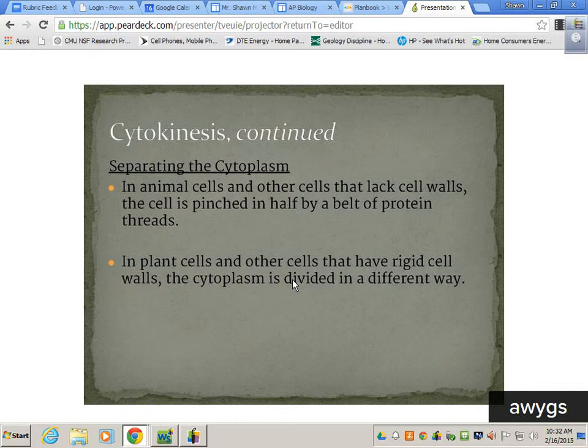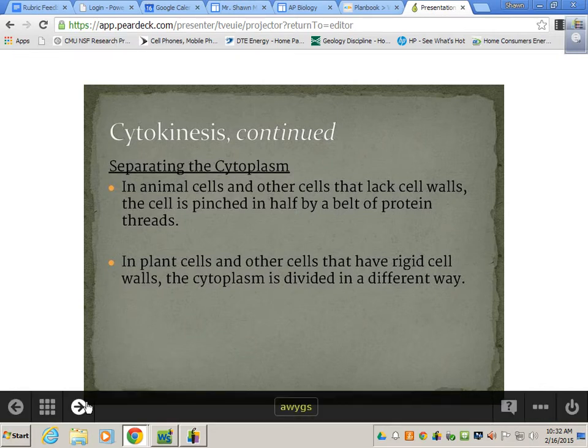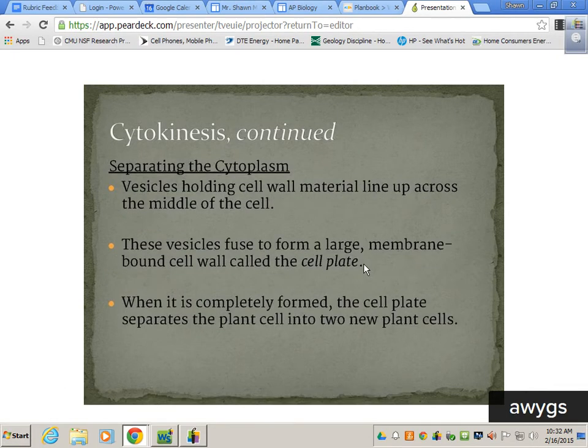So in animal cells and other cells that lack cell walls, the cell's pinched in the middle, and you get a belt of protein threads. That's called a cleavage furrow, and that's why you have the indentations on the top and bottom. Now, in plant cells and other cells that have rigid cell walls, you can't have cleavage or you would crush the cell. So the cytoplasm is divided in a different way. Vesicles holding the cell wall material line up across the middle of the cell, and these vesicles fuse to form a large membrane-bound cell wall called a cell plate.